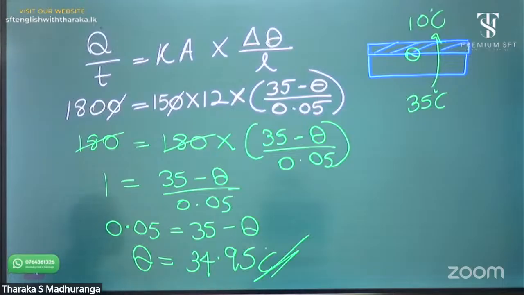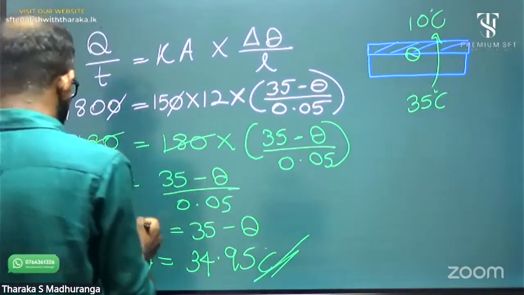That's the intersurface temperature. But this question is asking the thickness, the wall thickness. The unknown layer thickness is asked. Then what to do?